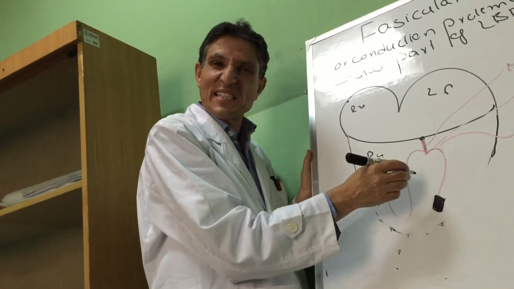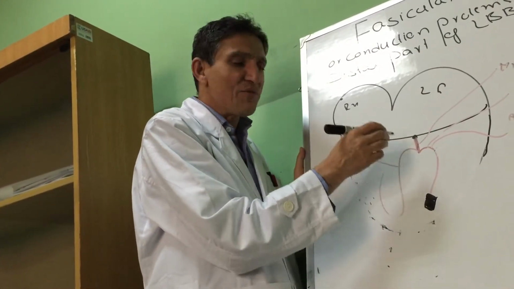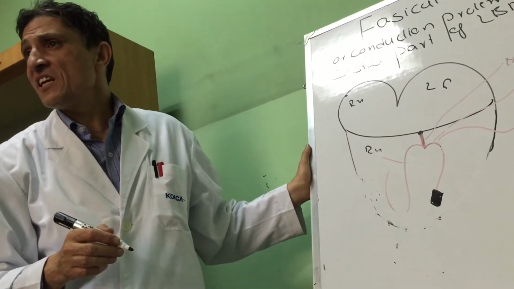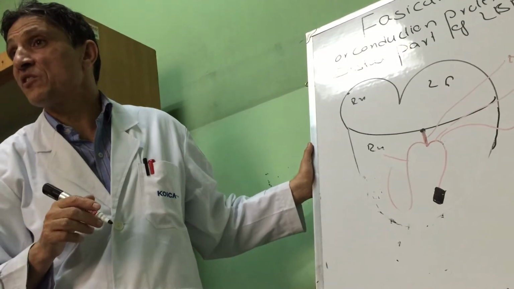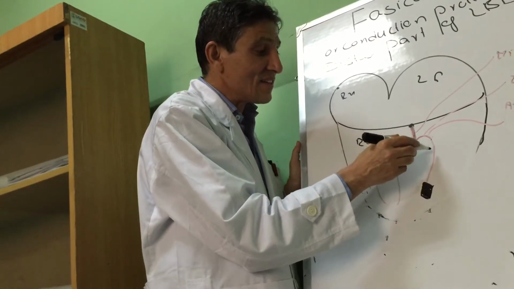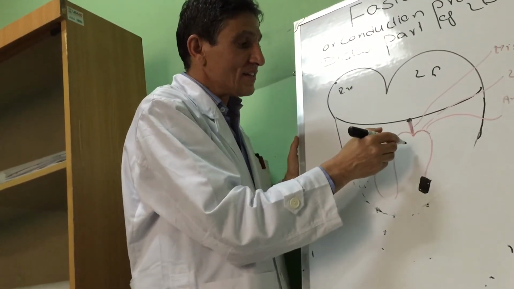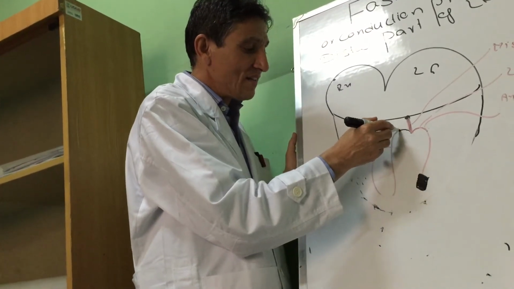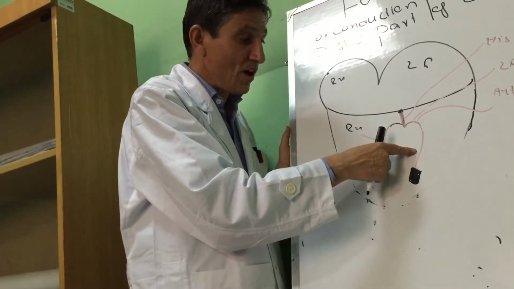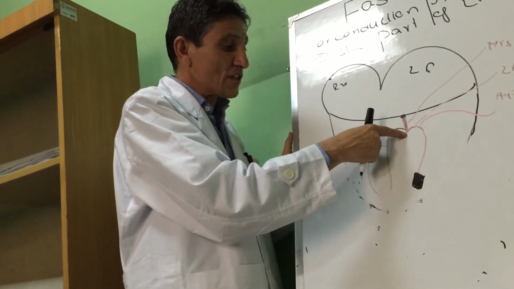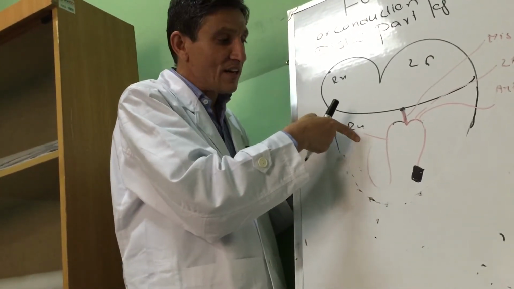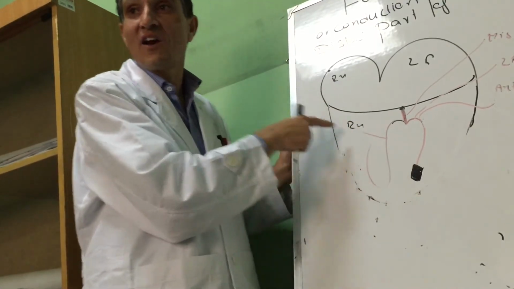Posterior fascicular block is extremely rare. In every 10,000 patients who have an ECG, you will see just 1 case of posterior fascicular block. If a patient has posterior fascicular block, the wave of depolarization this time comes toward the right bundle branch. If the posterior fascicle is blocked, the wave of depolarization should come through the right bundle branch and lead to depolarization of the right ventricle. The axis can be deviated toward the right.